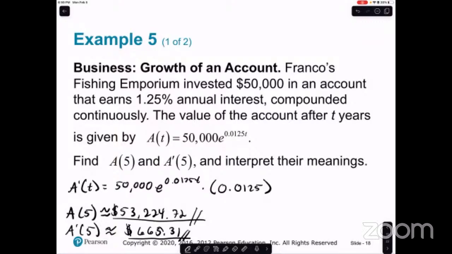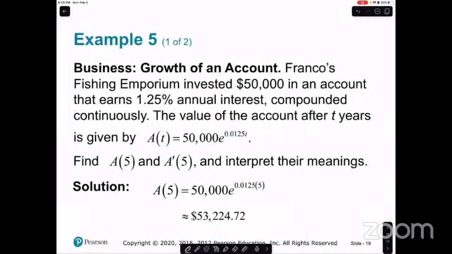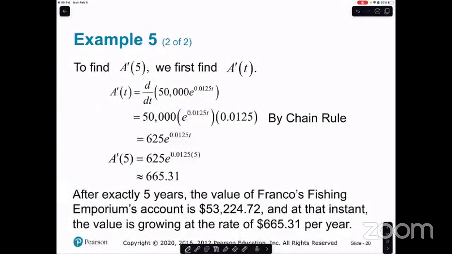Okay. So after exactly 5 years, the value of Franco's Fishing Emporium account is going to be $53,224.72, and at that instant, the value is growing at a rate of $665.31 per year. Right? Okay, that makes more sense. So I think that got us to the end of this section, right?